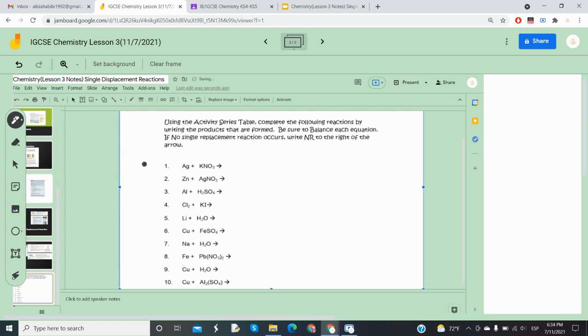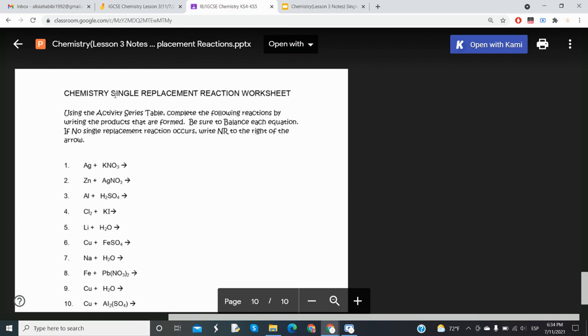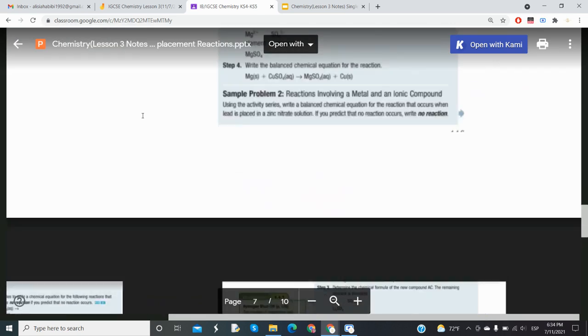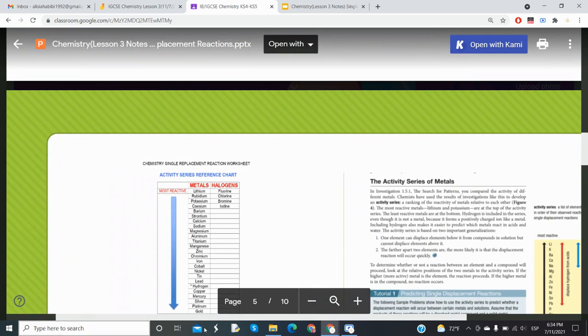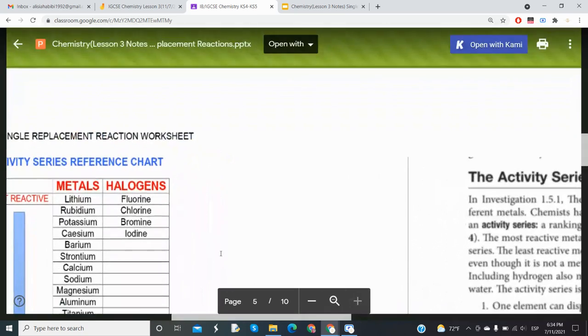The first question says that we are reacting silver with potassium nitrate, and we need to determine the right product based on the activity series and using single displacement reaction. And remember, single displacement reaction is when one element displaces another. So what we're going to need from here is the activity series, because we're going to use it as a reference chart.